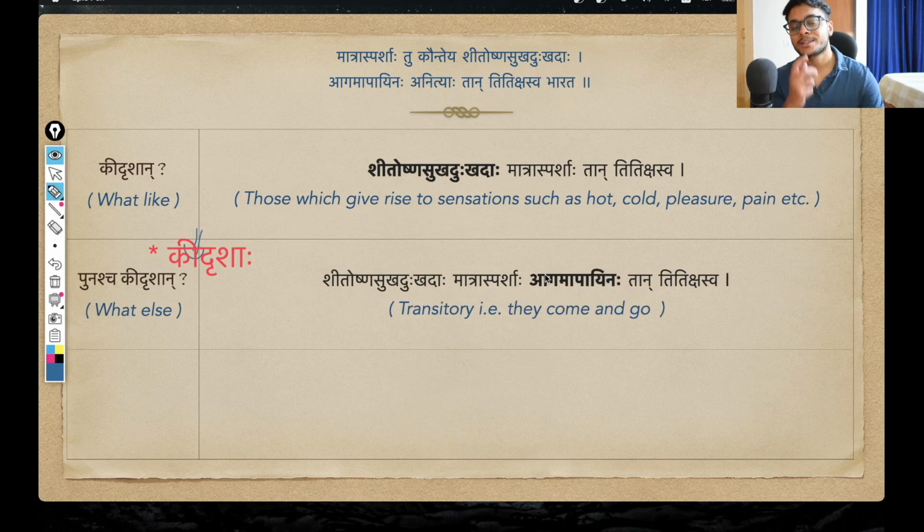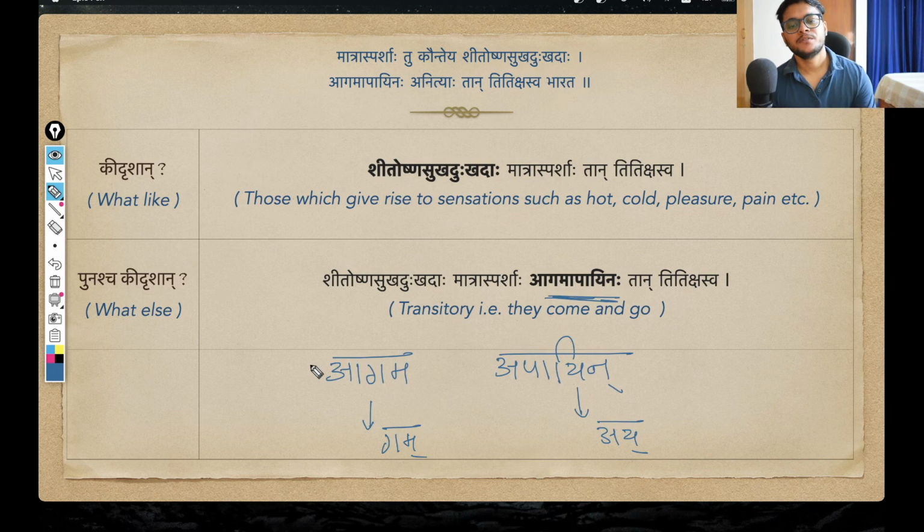And now I am again repeating the question, because we are further describing these contacts, these contacts which give rise to different sensations. So what are these contacts like? Now we are describing these contacts as Agama Payanaha. That simply means transitory, that is, they come and they go. So in this samasa, we have these two words, Agama and Apayan.